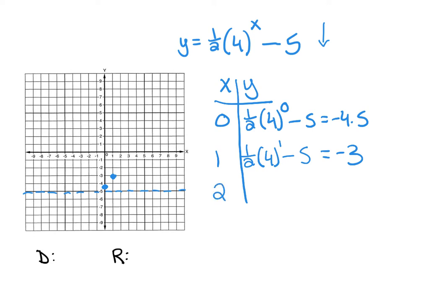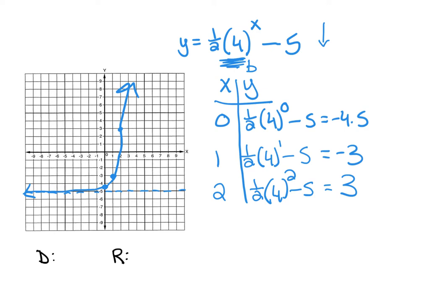If I plug in 2, 1/2 times 4 squared minus 5. So 4 squared is 16, half of 16 is 8, and 8 minus 5 is +3. So write 2, +3. And we can already see it, but also the b value should show that it's exponential growth, so it will get really close to this asymptote, and then zoom, increase.